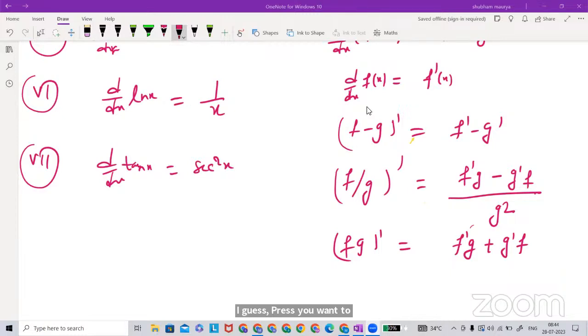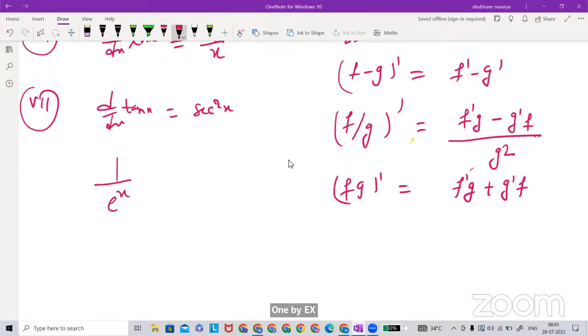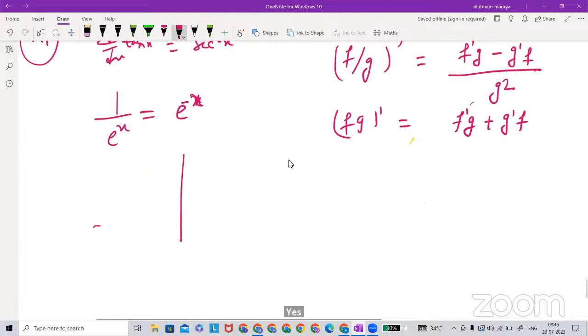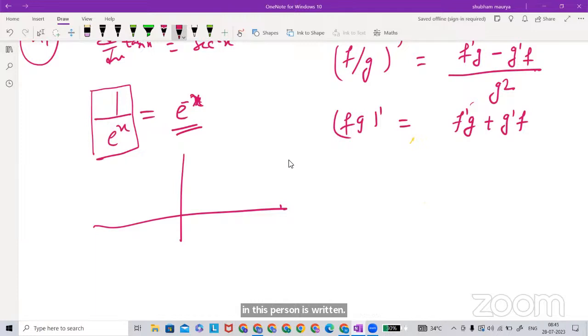Okay, Suprita. Sir, I have a doubt, how to check whether 1 by e^x is unbounded or bounded. Okay, so 1 by e^x can be written as e power minus x, correct? Now can you tell me what the graph is going to be? Sir, I do not know how to draw 1 by e^x. That's why I'm saying, if it is written in this fashion, I just converted it this way. 1 by e^x is actually e power minus x, right?